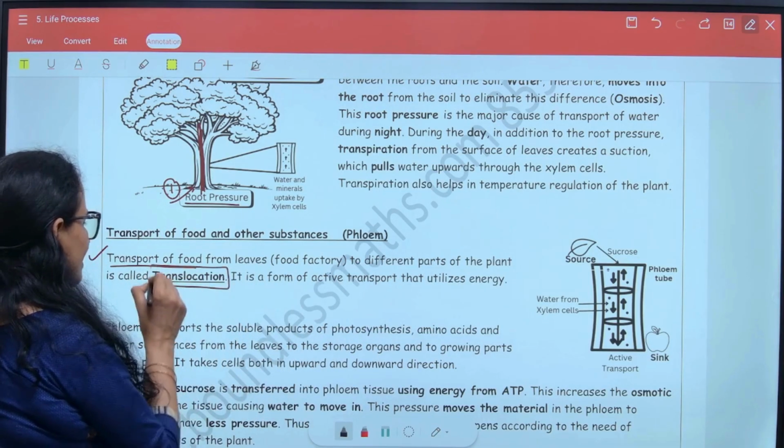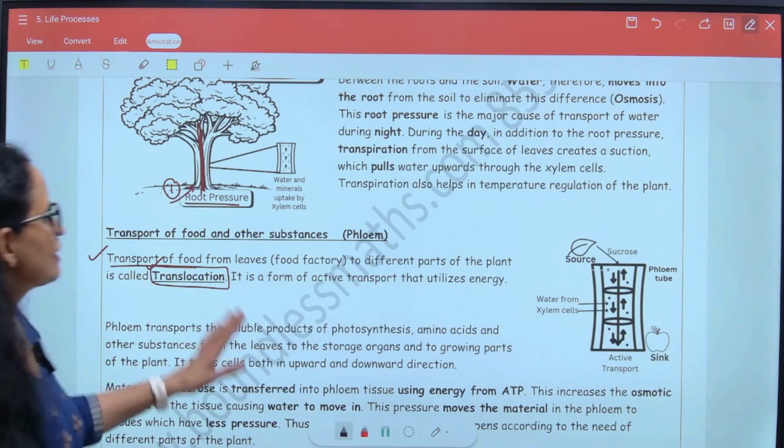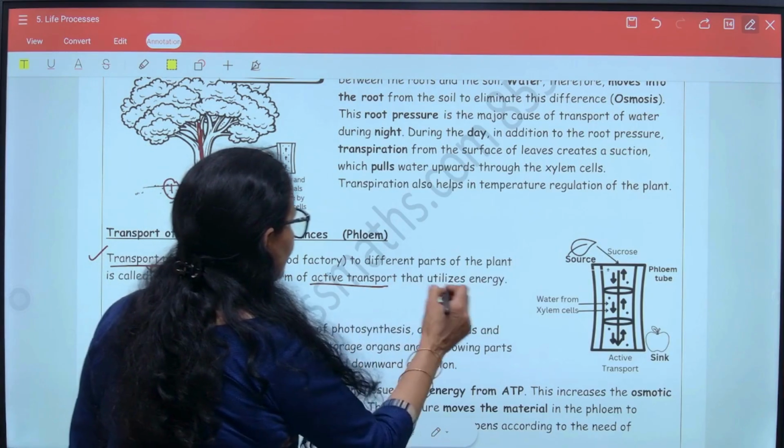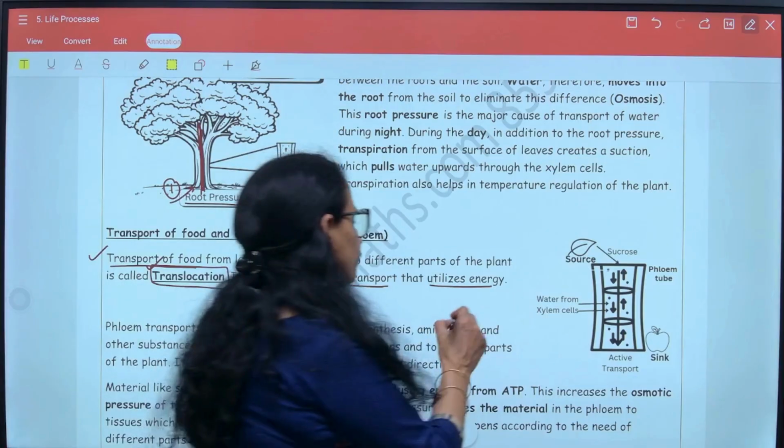translocation. This is a very important keyword. You should know what is translocation. Now it is an active process that utilizes energy. What energy? Energy is stored in the form of ATP here.